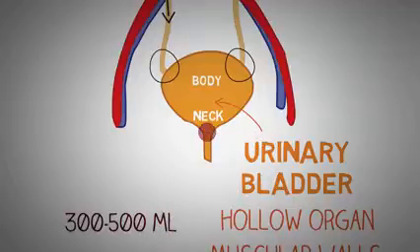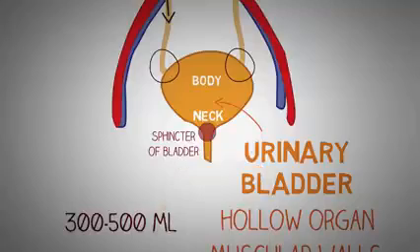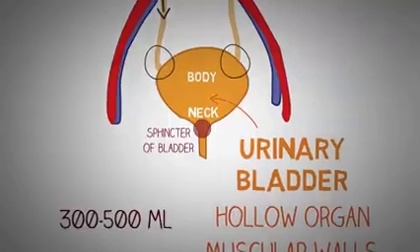The neck of the bladder contains a ring of smooth muscles that remains contracted and keeps the opening of the bladder closed. Whenever we want to pass urine, the nerve supplying the neck of the bladder relaxes the smooth muscles here, which allows the urine to pass from the bladder into the urethra. This ring of smooth muscles is known as the sphincter of the bladder.